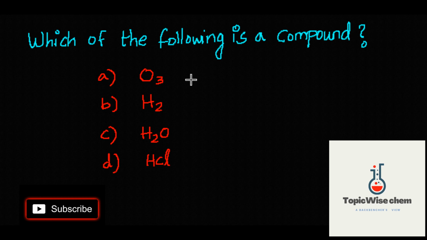Here we have this question: which of the following is a compound? This can be a simple thing to answer, but at times there will be confusion between what is a molecule and what is a compound. So here we have four options: O3, H2, H2O and HCl.